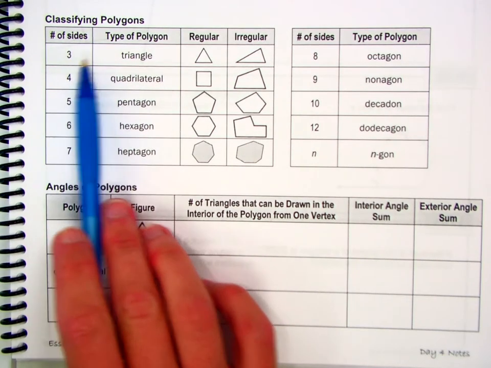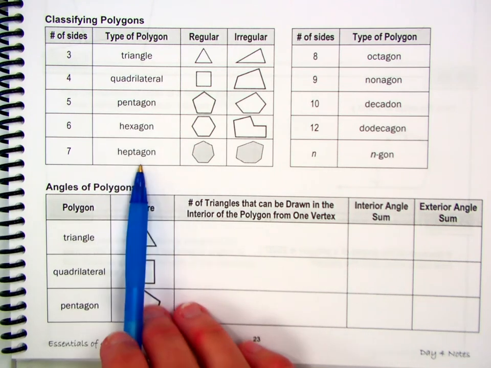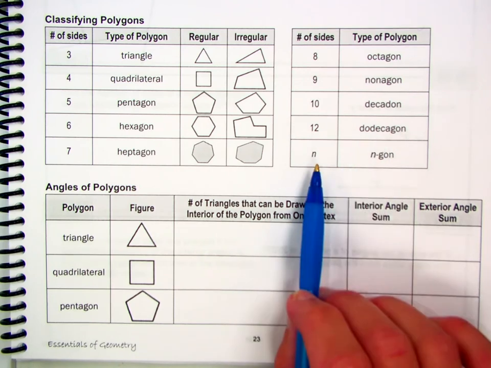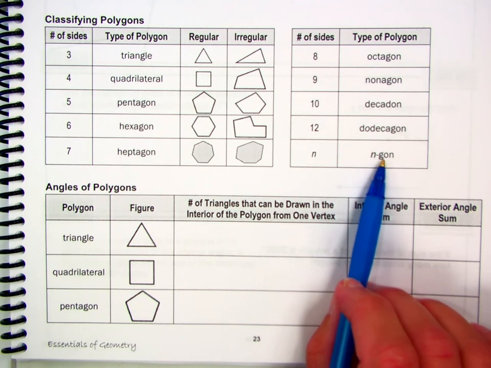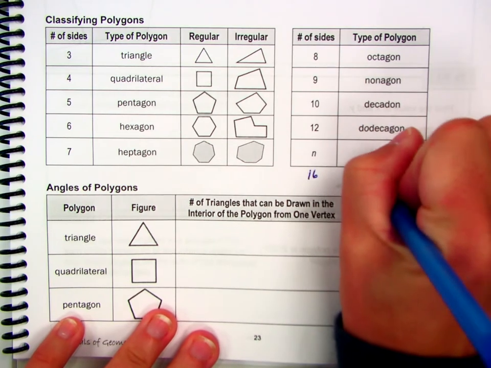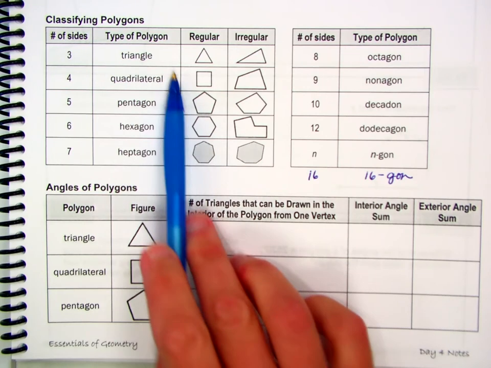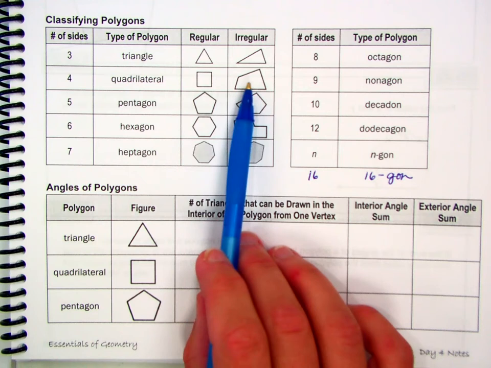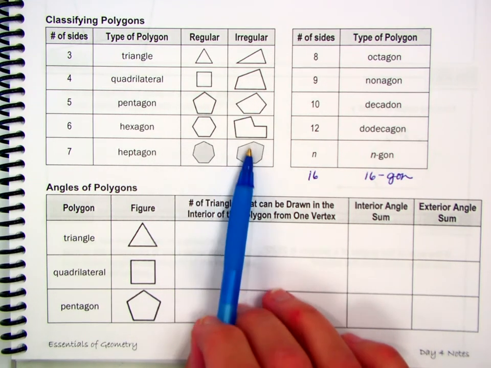So a three-sided polygon is a triangle, four quadrilateral, five pentagon, so on and so forth, six hexagon, 7 heptagon, 8 octagon, 9 nonagon, 10 decagon, 12 dodecagon, and any 15, 16, 17 sided would be the number of sides then -gon. So n stands for the number of sides. So if it had 16 sides, we just write 16-gon. And here are some examples of what, say, a regular triangle would look like versus irregular. Regular quadrilateral versus irregular, regular pentagon versus irregular, hexagon and heptagon.